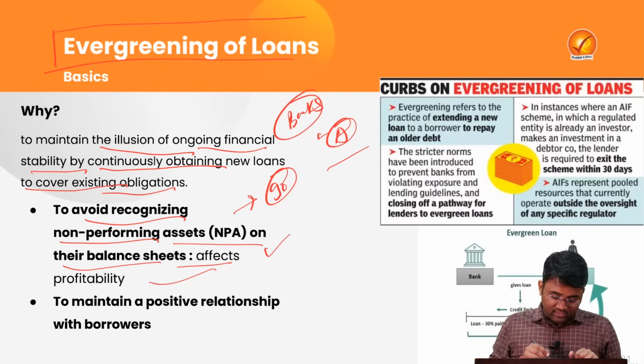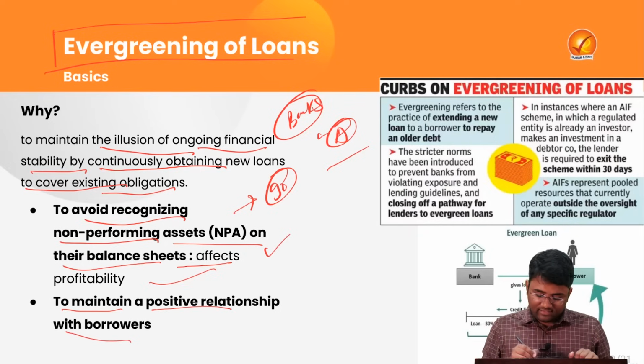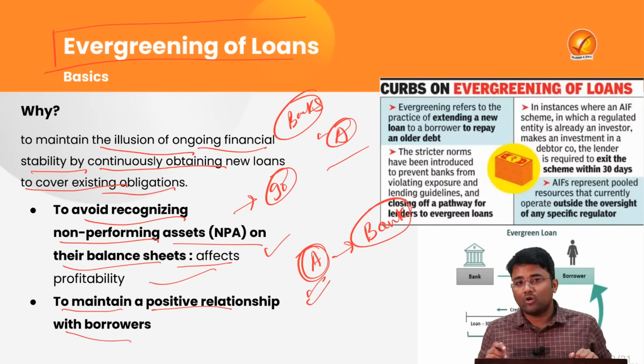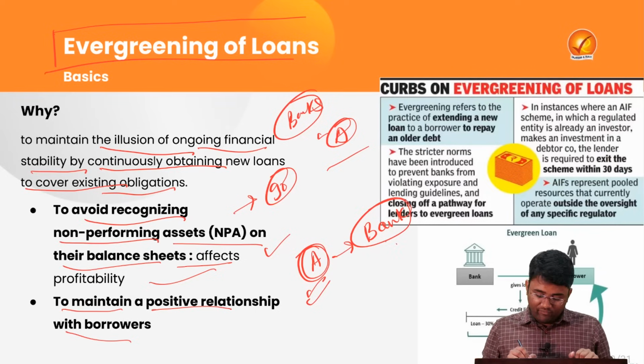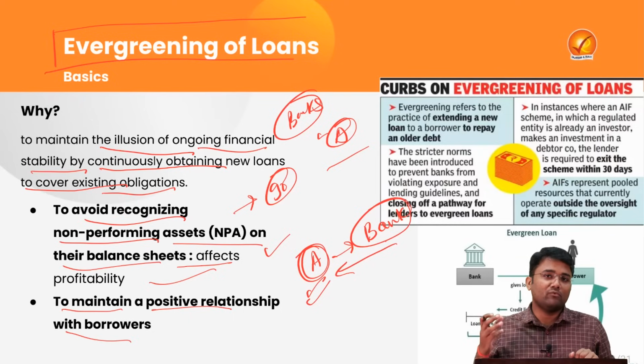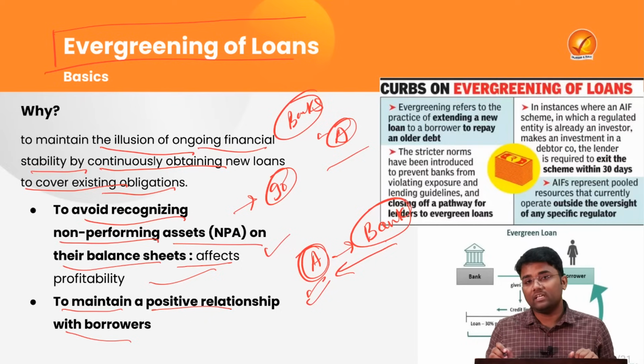So this is the first reason, and the second is to maintain a positive relation with the borrowers. Let's suppose this person A has a very good relation with this bank. Person A has taken a loan and has not repaid it to the bank, but the bank manager and the bank have a very good relation with person A, and that's why the bank does not want their relationship to deteriorate. So the bank again extends the loan to person A, and that is the reason why this evergreening of loans happens.